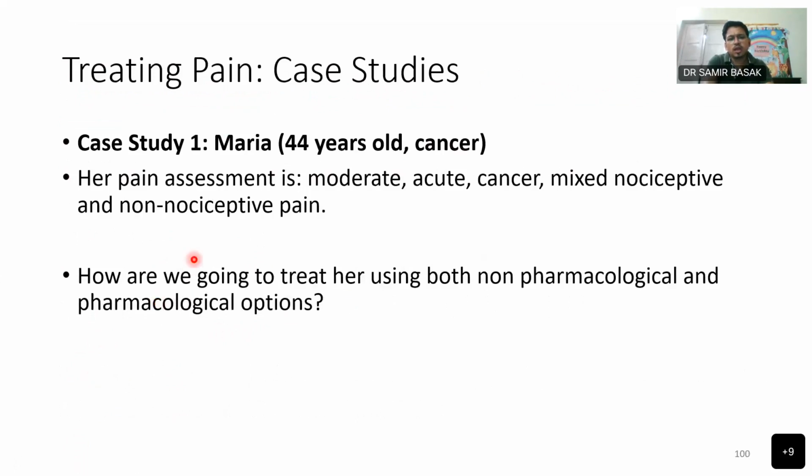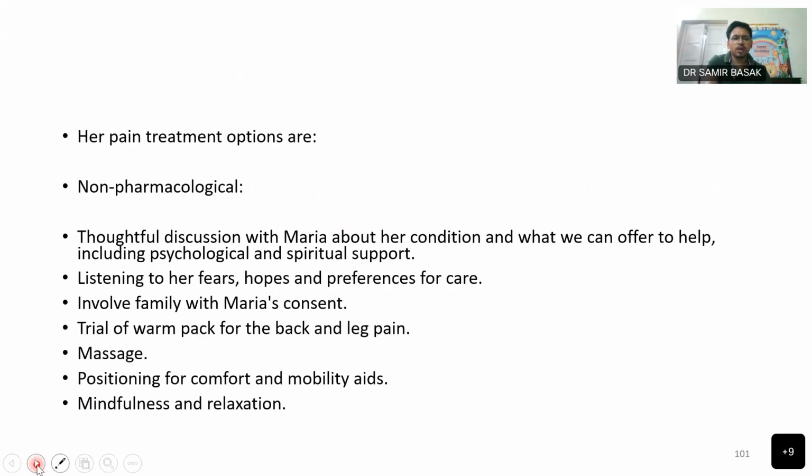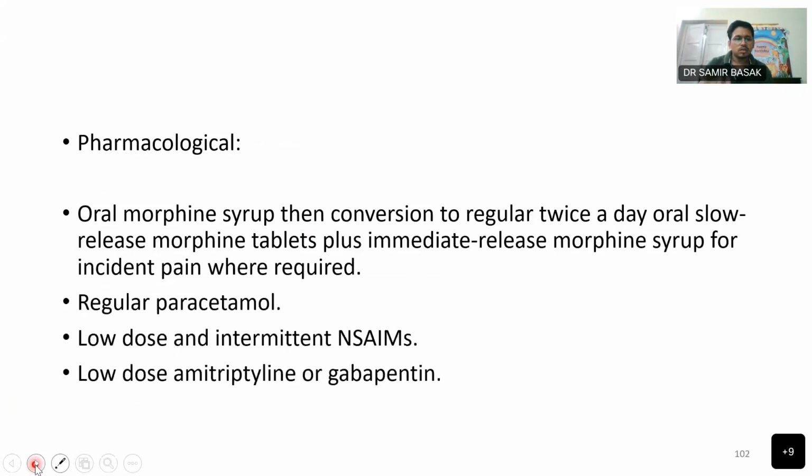So regarding case 1, Maria, a 44-year-old cancer patient, when we assess her pain as moderate cancer pain, acute, mixed nociceptive and neuropathic, both components are there. How do we treat her? So treatment begins with the non-pharmacological. We have to listen to her fears, her hopes, what she is thinking. Then a trial of a warm pack at the back and the leg, massage, mindfulness and relaxation therapy, positioning. All these are important factors. This should not be neglected. Medication alone is not helpful.